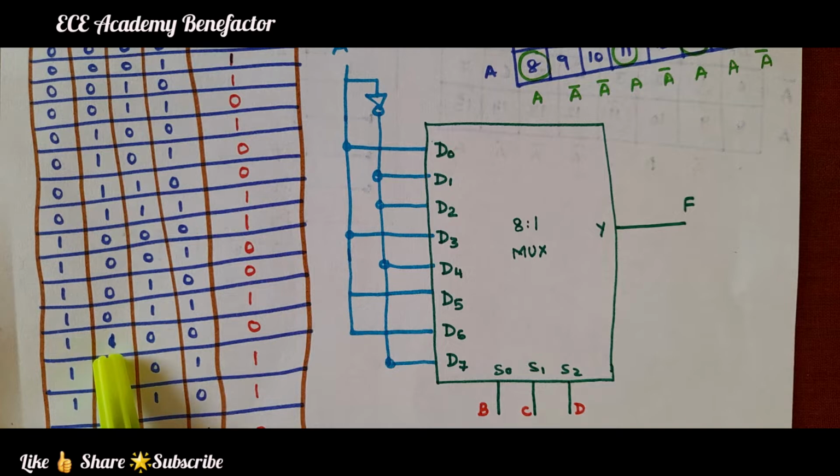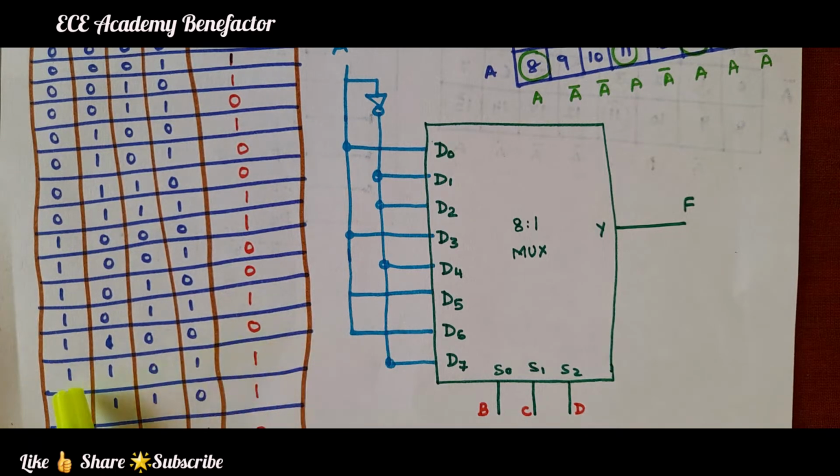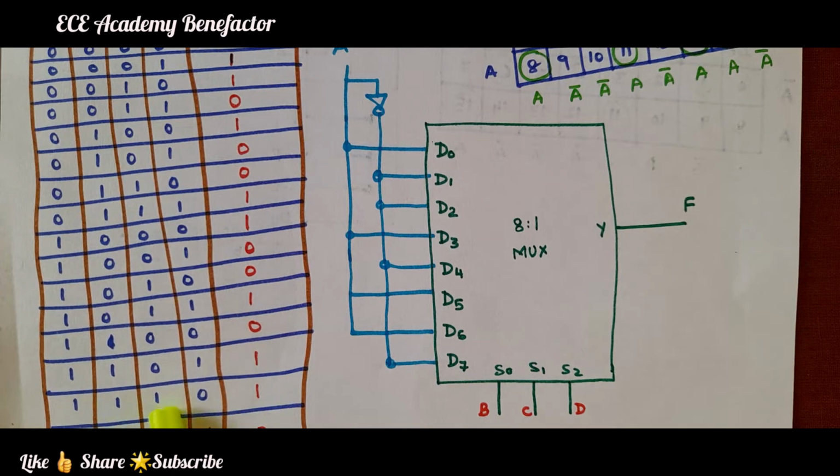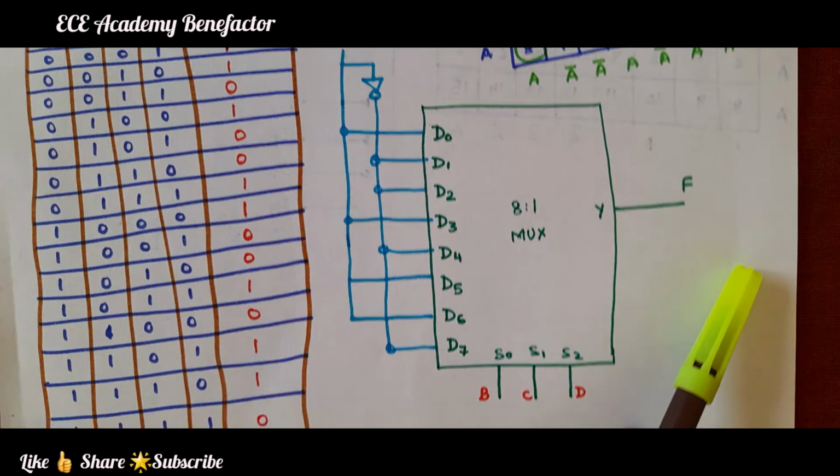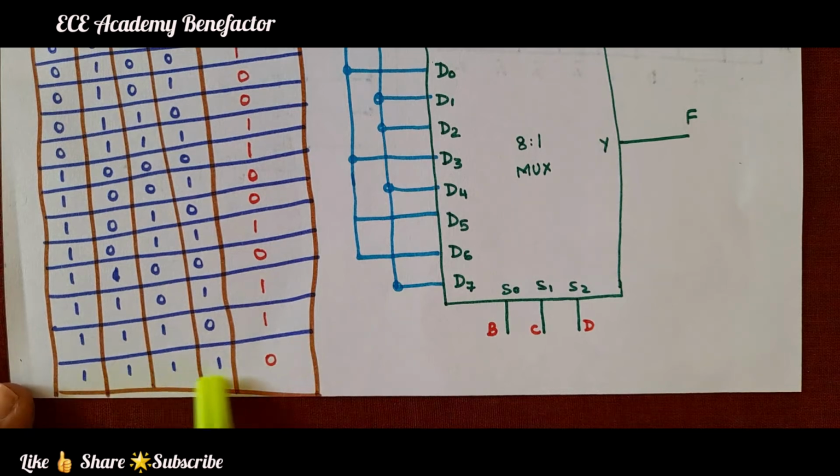Here 2 ones, even, so 0. 3 ones, we will add 1. 3 ones, we will add 1. So whenever there is an odd number of ones, we need to make it even by adding one more 1. Okay. Here all 4 ones are there. 4 ones means even, so no need. So we will put a 0 here.